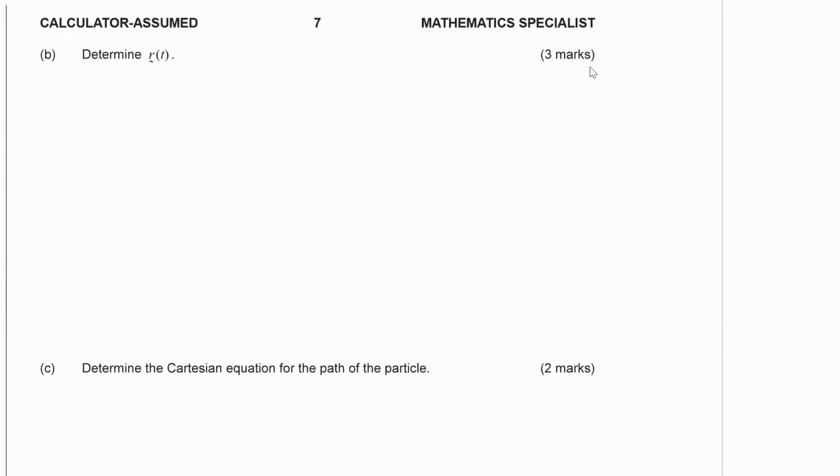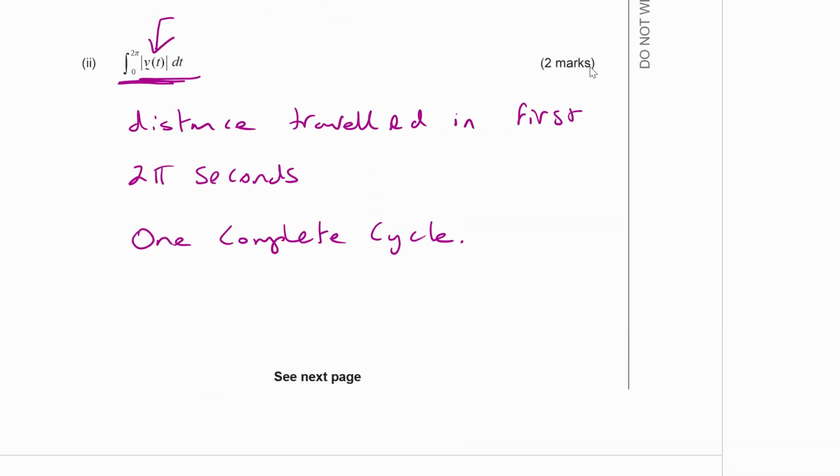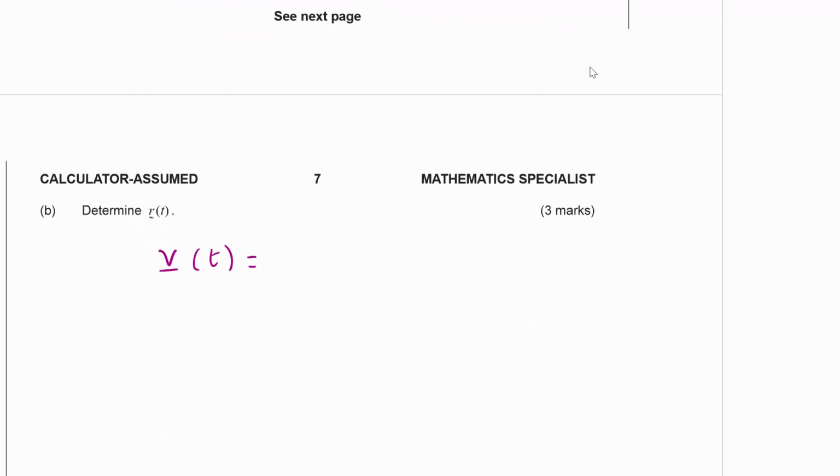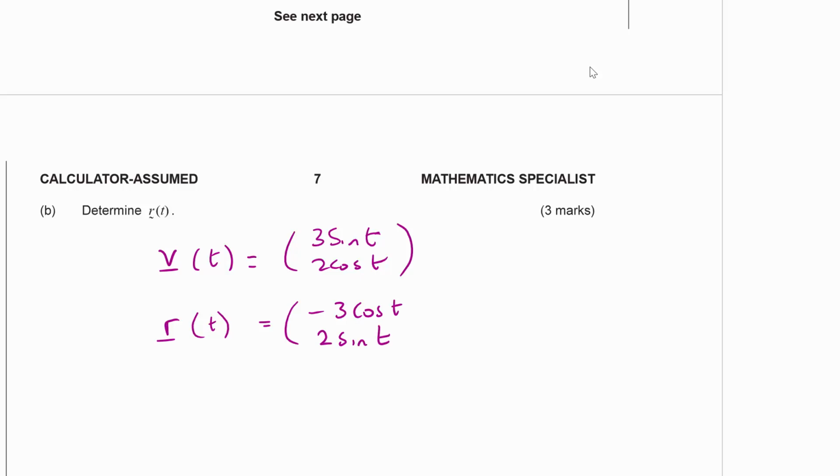So we're asked to determine r of t. Now, in the question, we were given v of t, and that was 3 sine t and 2 cos t. So we need to integrate. If we integrate sine, we get negative cos, so that's going to be -3 cos t. And if we integrate cos, we get sine, so that's going to be 2 sine t.